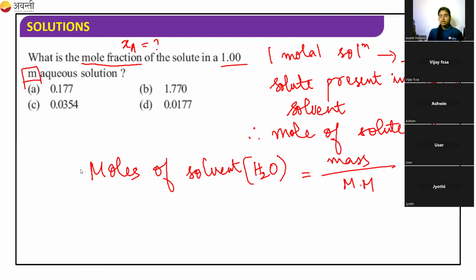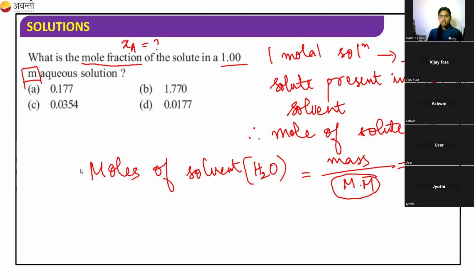So what is the given mass? 1 mole of the solute is present in 1 kilogram of the water. So the given mass is 1 kilogram or 1000 gram. It should be written in terms of 1000 gram because the molar mass is given in terms of gram per mole, right? So we have to denote the mass in terms of gram. So I'm taking 1000 gram.